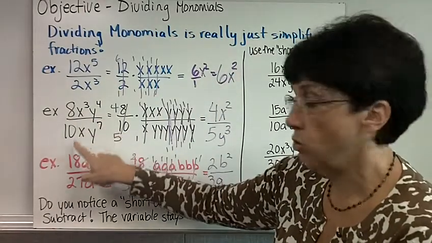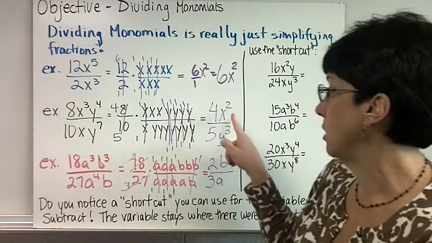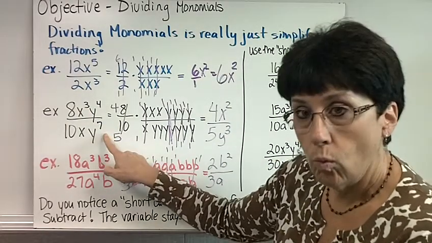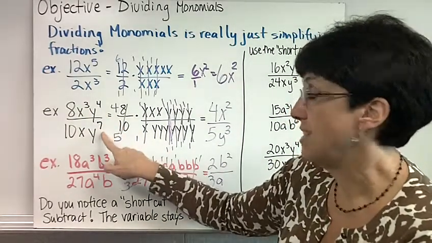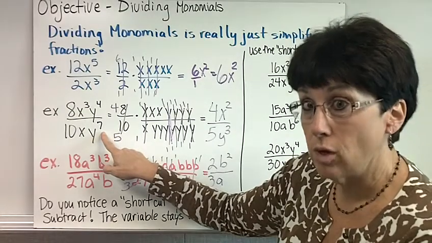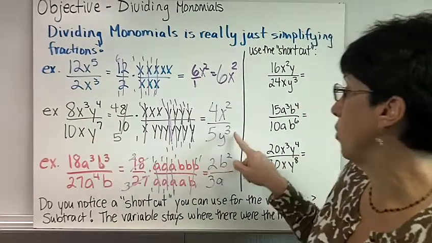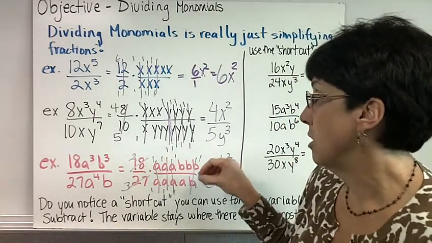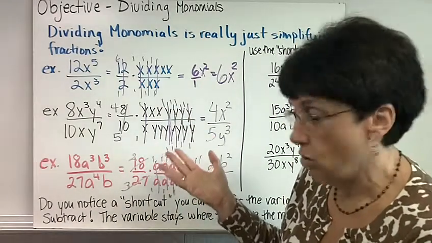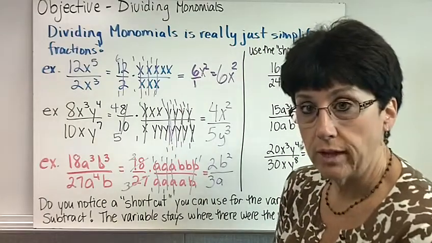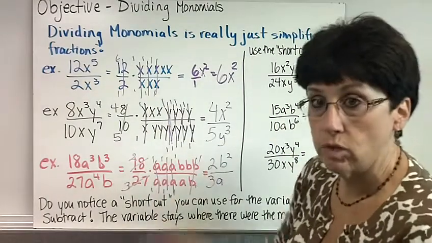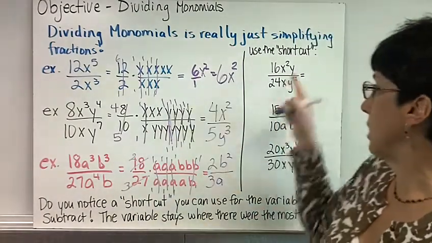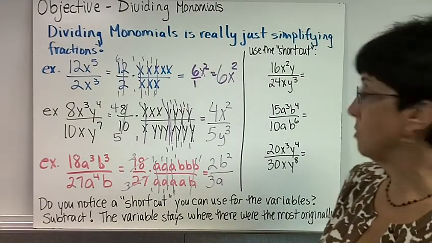X's, 3 in the numerator, 1 in the denominator. 3 minus 1, 2. Y's, 4 in the numerator, 7 in the denominator. Where are there more? Denominator. 7 minus 4, 3. Okay, so you can always write them out, but once you understand this, you go, oh, all I have to do is subtract. Okay? But I want you to know you can always write them out.